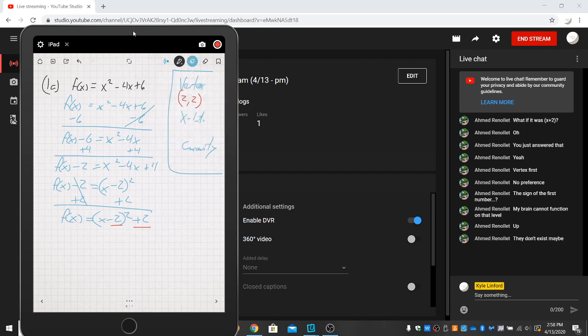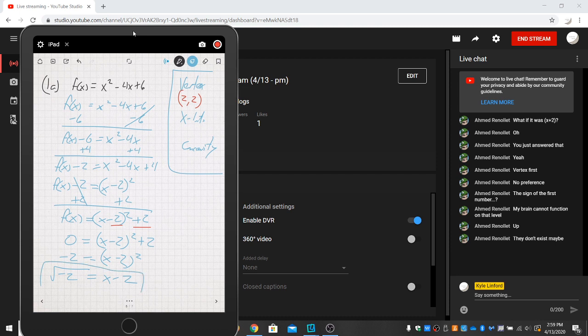Well, I could do the quadratic equation, or I could just solve it using completing the square. Might as well just do that. I'll just say, let's set this function equal to 0. I'll subtract 2 from both sides. I get x minus 2 squared equals negative 2. And when I take the square root, I get the square root of negative 2 equaling x minus 2. Wait a minute.